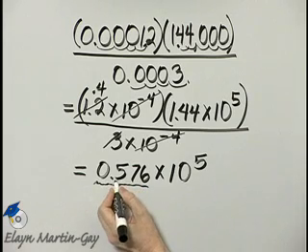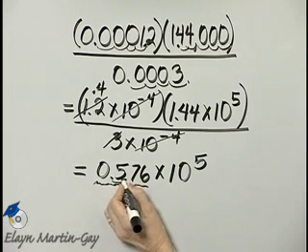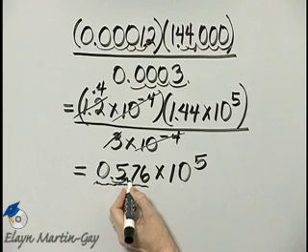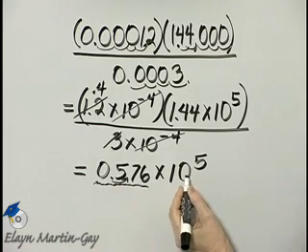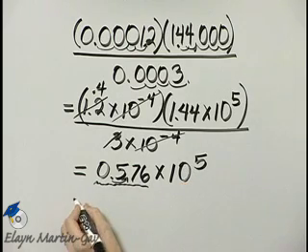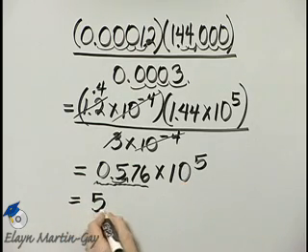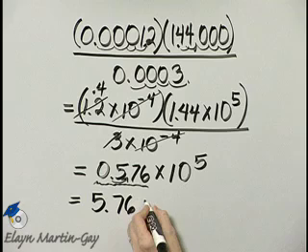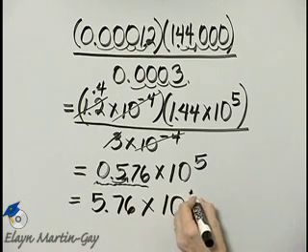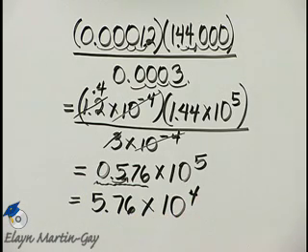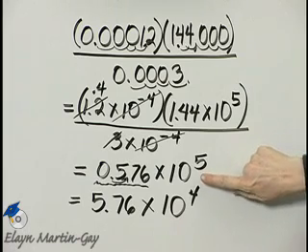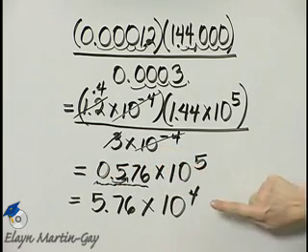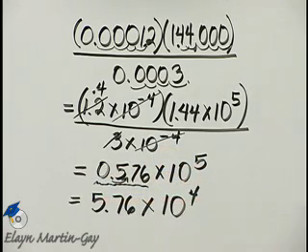So what I'd like to do is move that decimal point one place to the right. And if I do, I'm using a power of 10 to do that. So I'll have 5.76 times 10 to the 4th power. And by the way, if you'd like to check me, go ahead and write this in standard form. You should have the same exact number. So here's my answer in scientific notation.